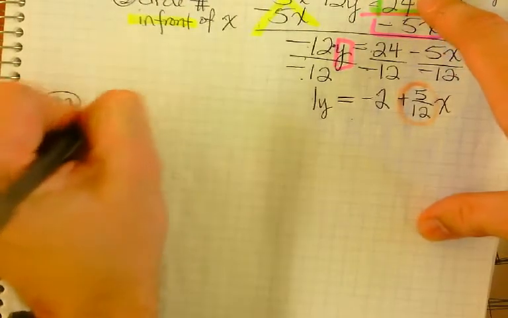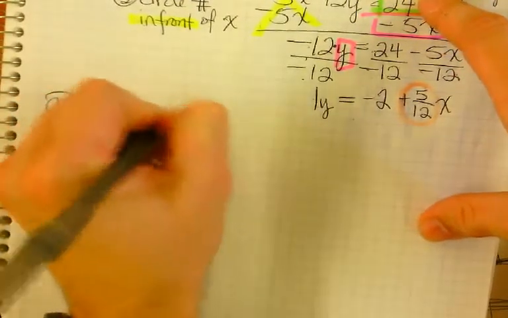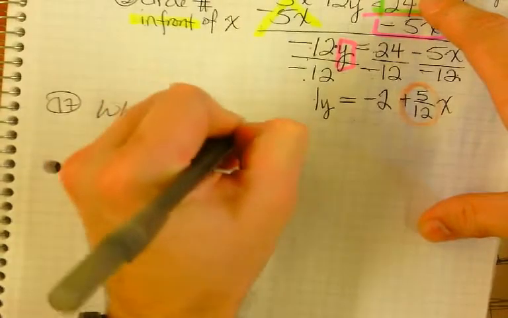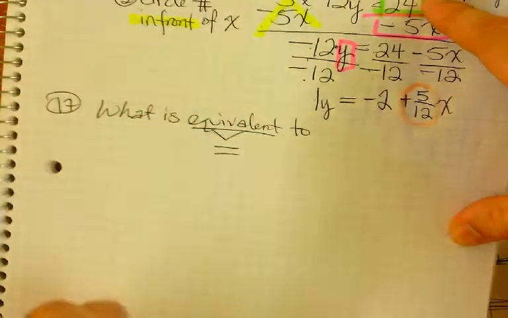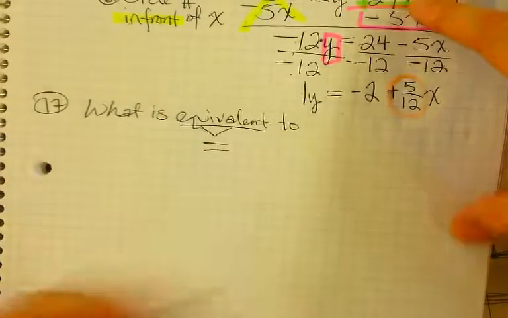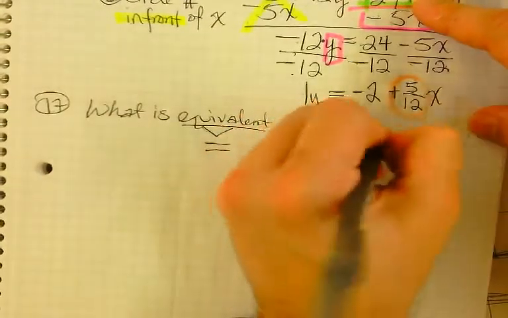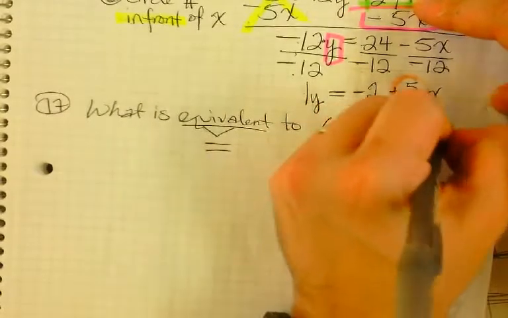All right, so here we go. What is equivalent to, and equivalent just means equals. What is equivalent to 6x squared plus 13x plus 5?